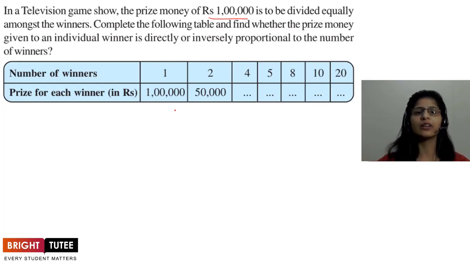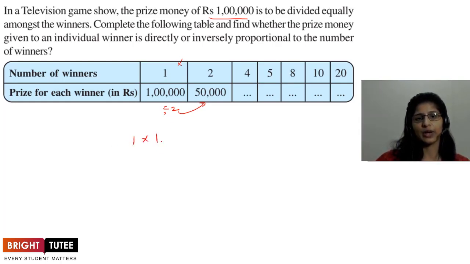Let it be one winner, two winners, four winners, any number of winners, and that will be divided equally. When it is one winner, 1 lakh is given. If it is two winners, definitely 1 lakh will be divided between the two winners, that is 50,000 each. How do we do that? We are multiplying the winners by 2, but the money would be divided by 2. Clear for this one?